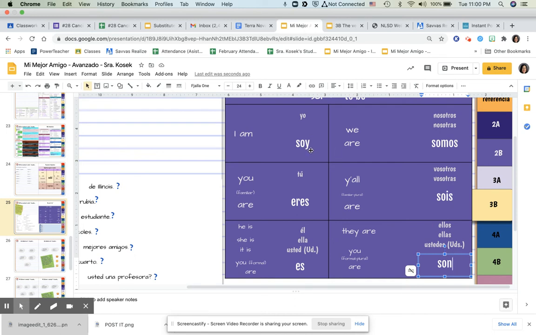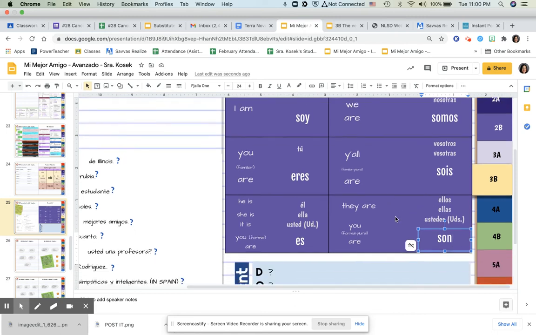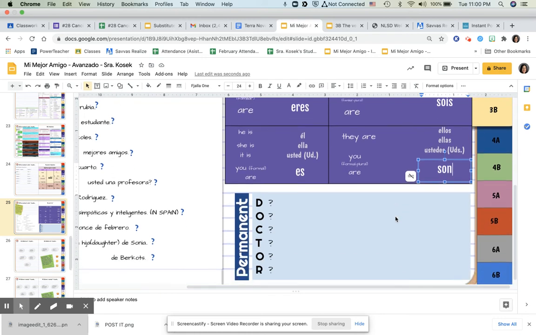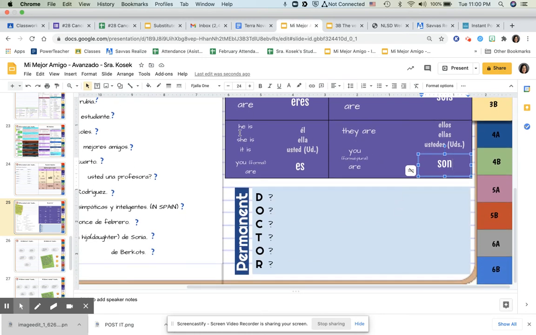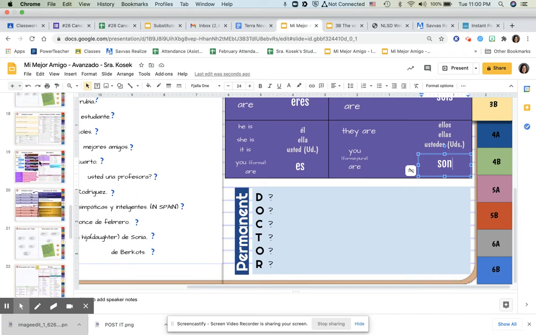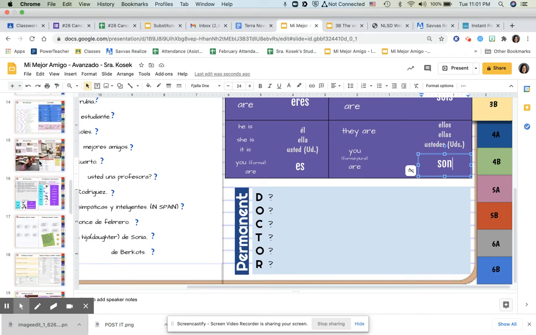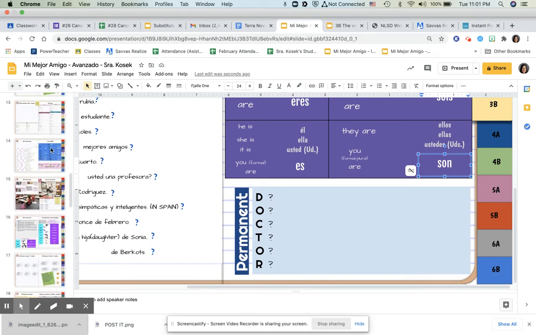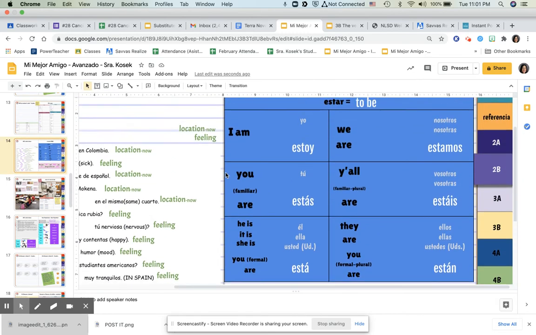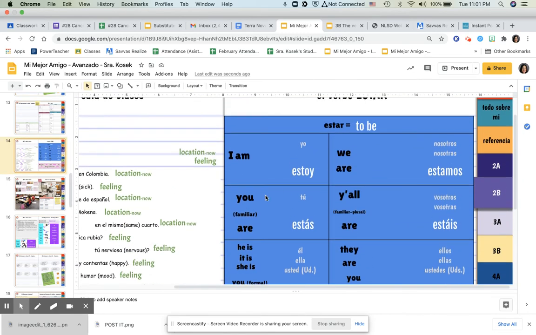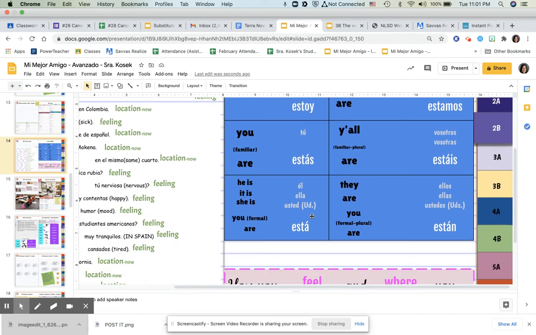Repeat to yourself: soy, eres, es, somos, sois, and son. Technically, we could be done, but I feel like some of you are super smart and you're like, okay, señora, ser means to be, and we learned up here in chapter 2 on slide 14 the verb estar meant to be. And those were estoy, estás, está, estamos, estáis, and están.